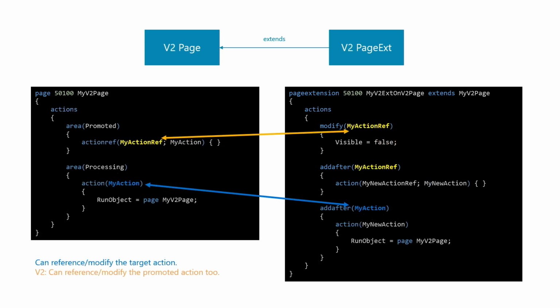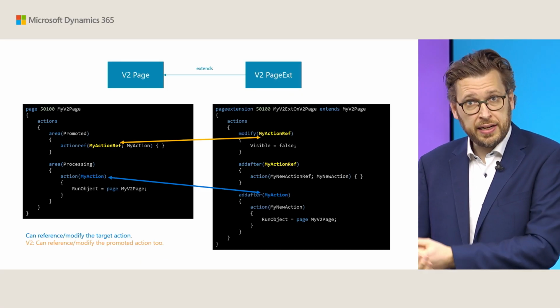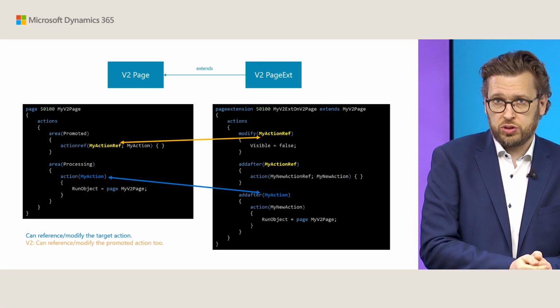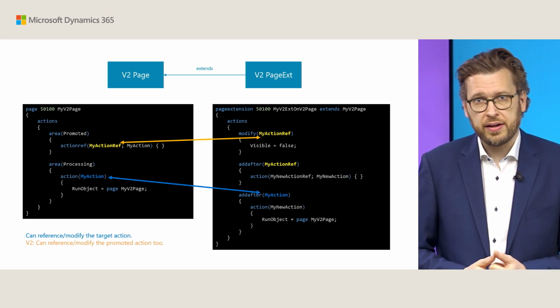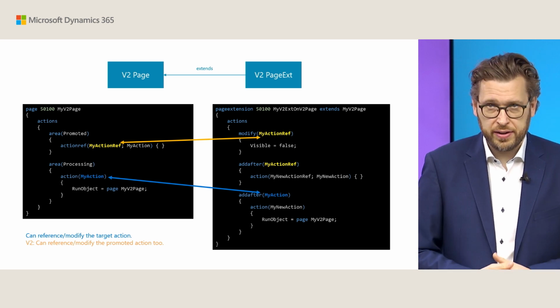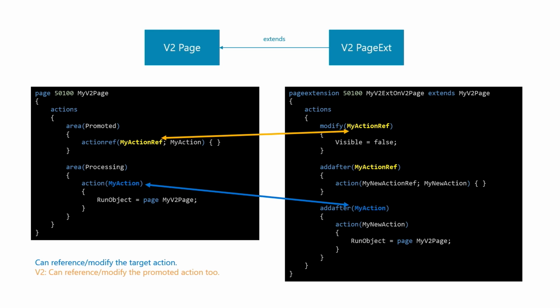You can, of course, also completely uptake this. Maybe you're building a new application, and when you're creating new pages with new actions, you use the new way of having explicit promoted area and groups and action refs, and anyone extending that page also uses the new model and modifies some of these action refs, for example.